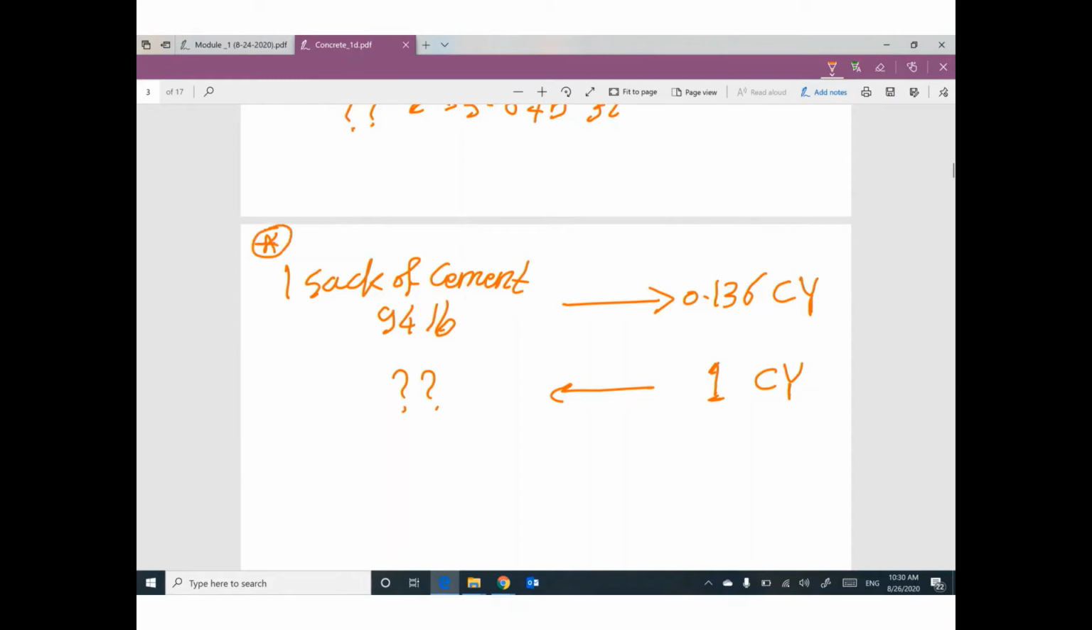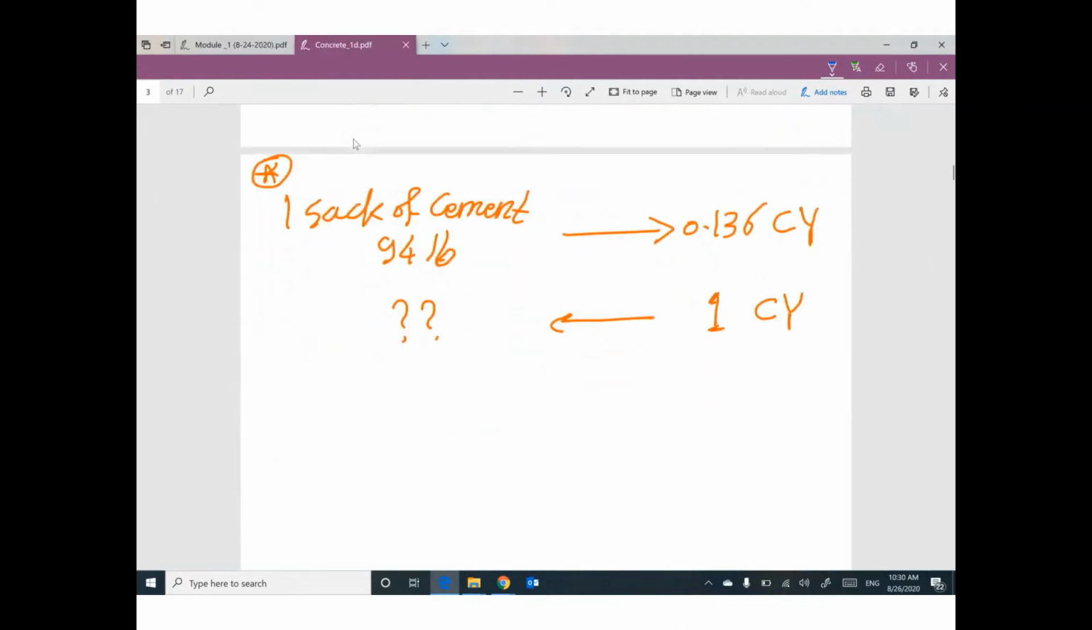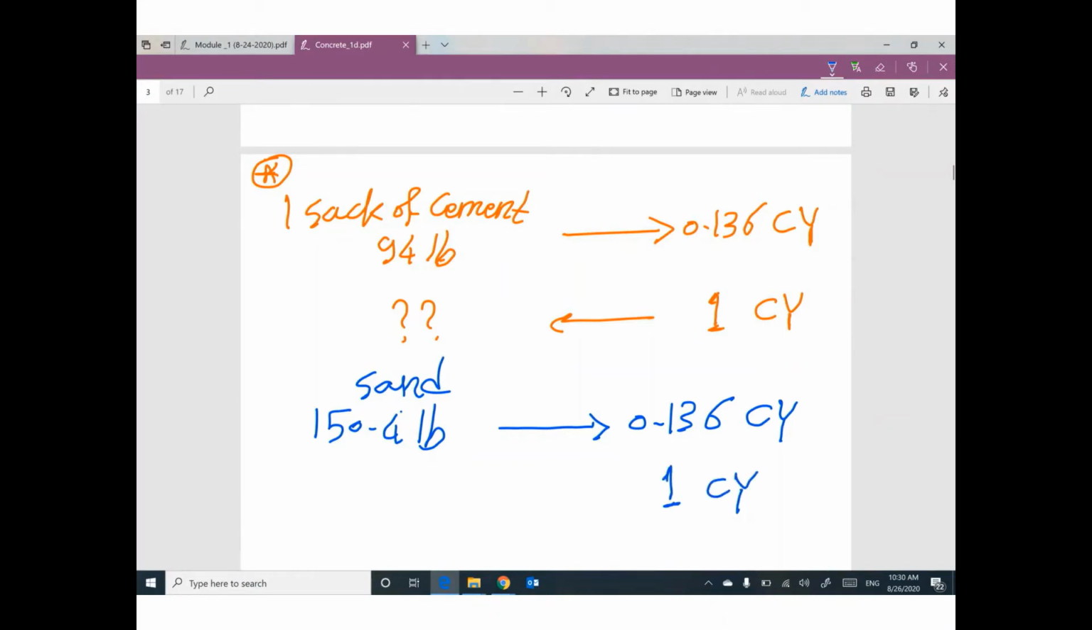I think I can. Right now, we have 150.4 pound of sand. So 150.4 pound of sand produce 0.136 cubic yard. Can you tell me if I'm looking for 1 cubic yard of concrete mix, how much sand? I think I can.